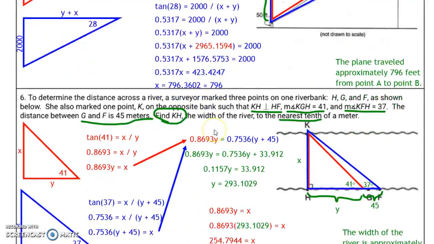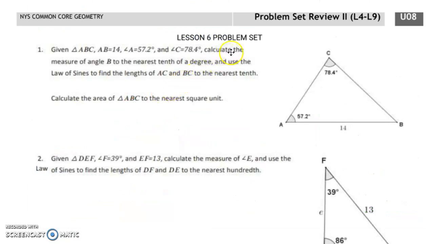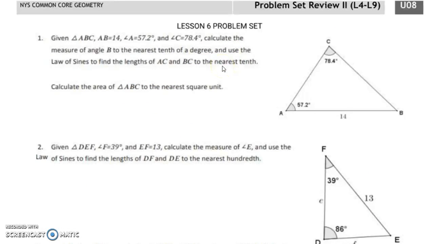For the last question, it looked like this. Again, it was very, very cookie cutter, very similar. You set up the two equations, you set them equal to each other in some way, and then you solve. All right, that was the end of the problem set for lesson 5. Take a look at lesson 6.